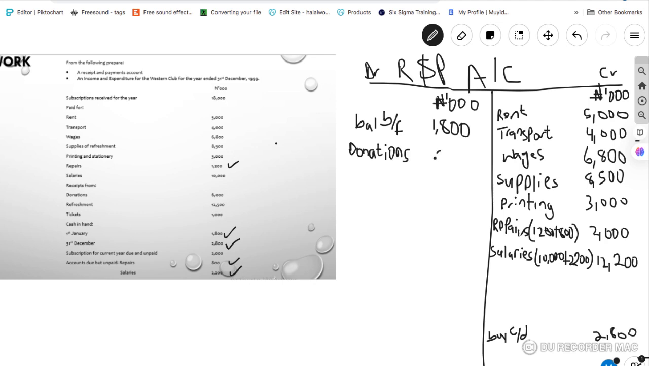Donations is worth 6 million. So we received a donation of 6 million naira. Okay. We have refreshment. Cash received from refreshment.